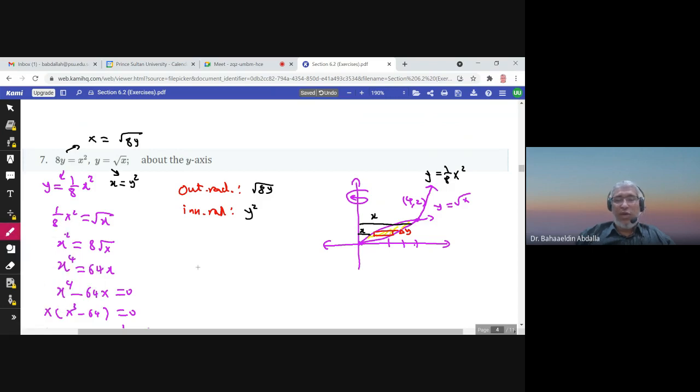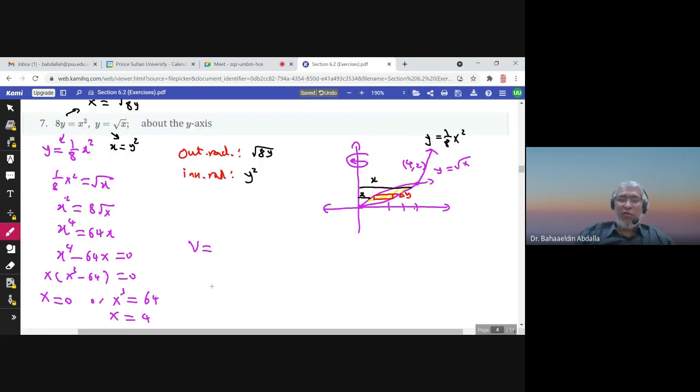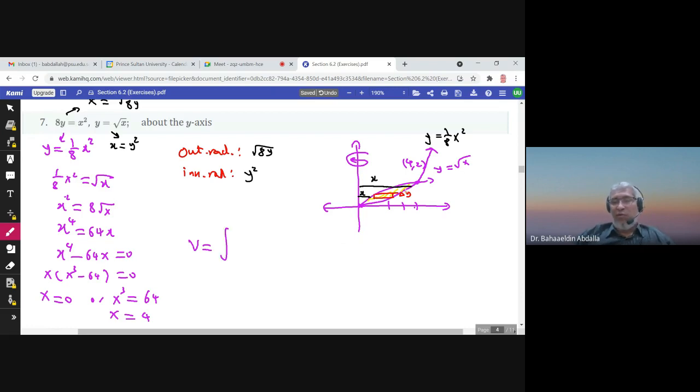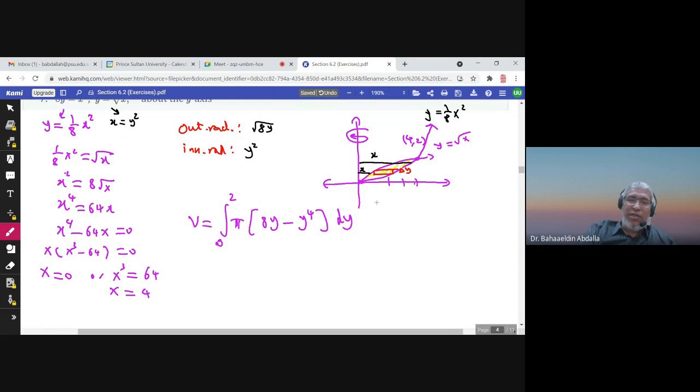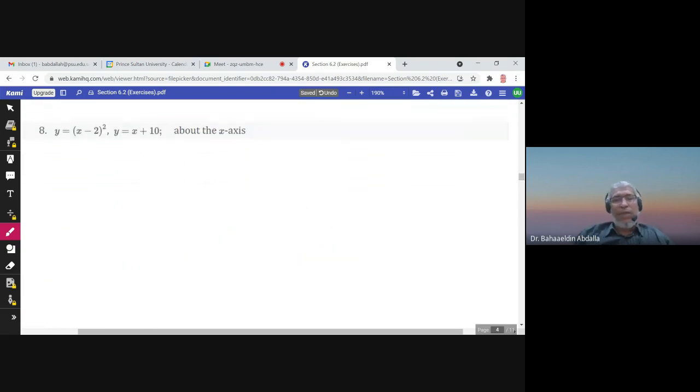And now we can write the integral for the volume. Well, from where to where? This point is (4, 2), so y is from 0 to 2. Pi times outer radius, square root of 8y raised to the power 2, minus inner radius, y squared raised to the power 2, dy. This will give the volume of the solid obtained by the washer, by rotating this region about the y-axis. Now about the x-axis.